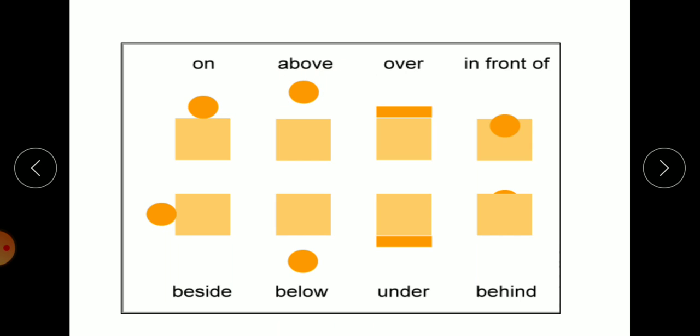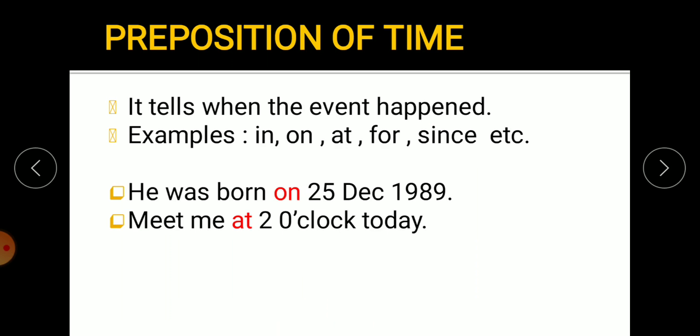Behind means किसी चीज के पीछे. Is it clear? I hope these words are clear to you. Now, coming to preposition of time. It tells when the event happened. Right? In, on, at, for, since. These are the examples of preposition of time.